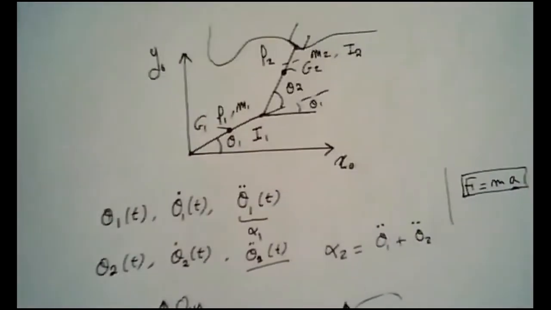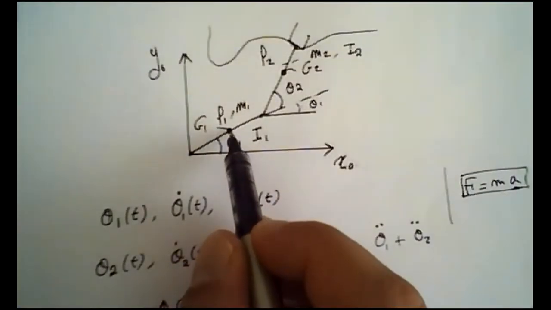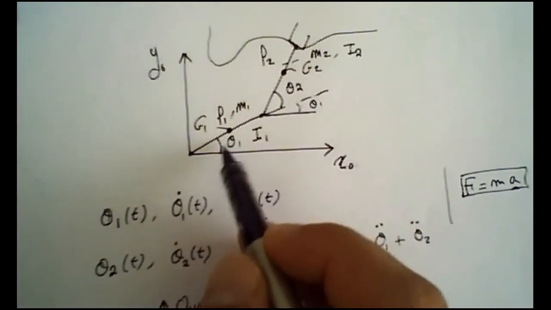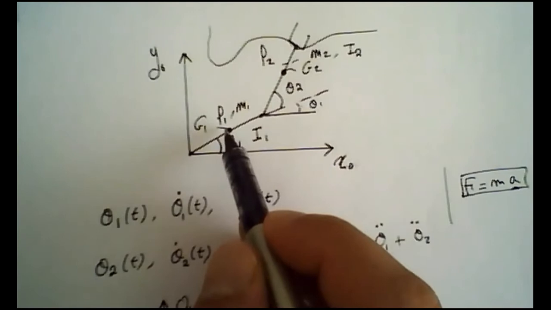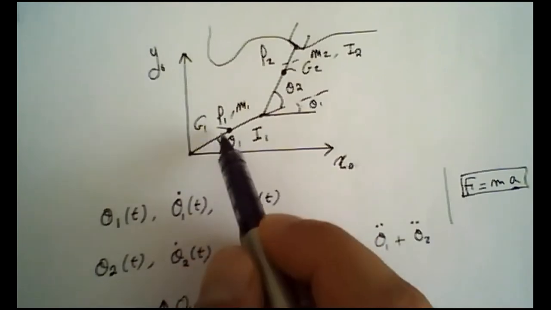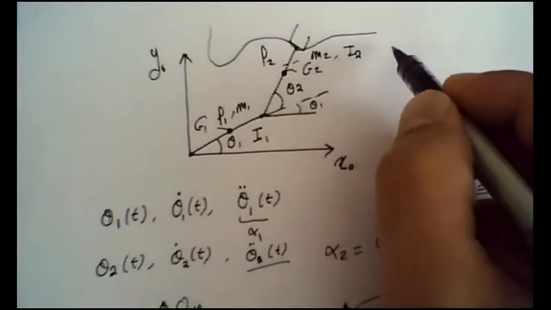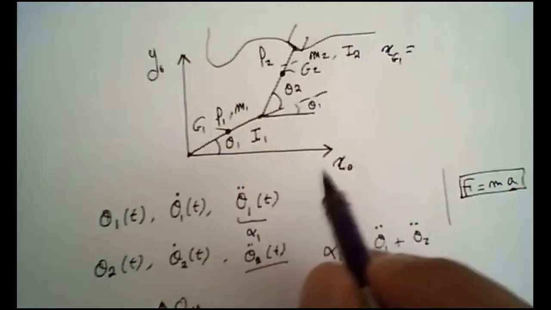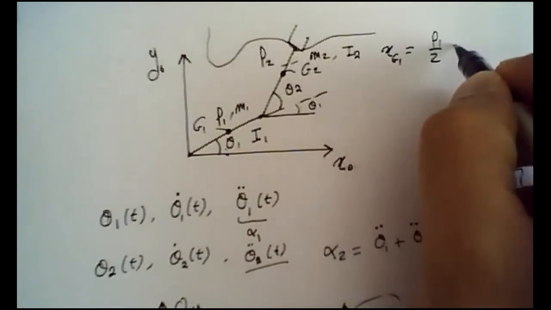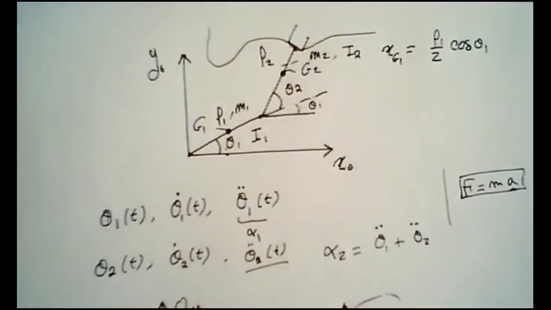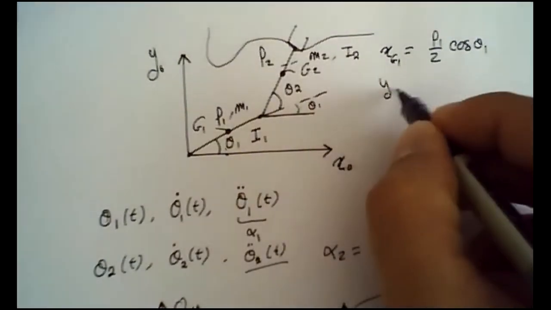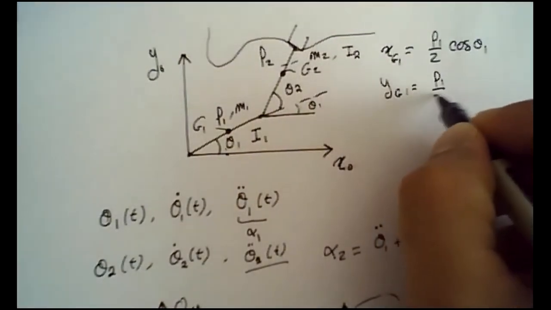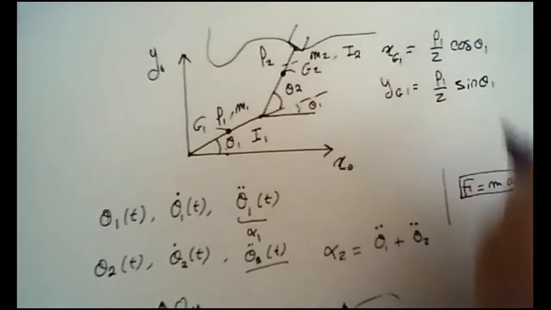I want to get the x position of G1, and then differentiate that. I will get the velocity of G in the x direction, and differentiating one more time, we will get the acceleration. So let's write it here quickly. What is xG1? It's equal to L1 over 2 cosine theta 1. And yG1 is equal to L1 over 2 sine theta 1.